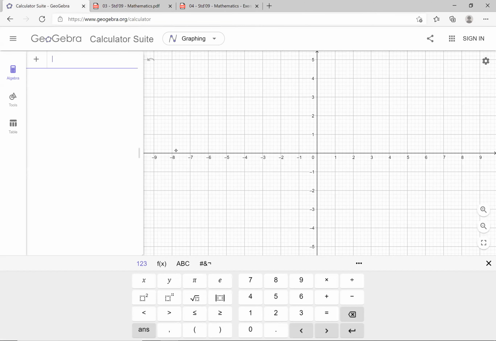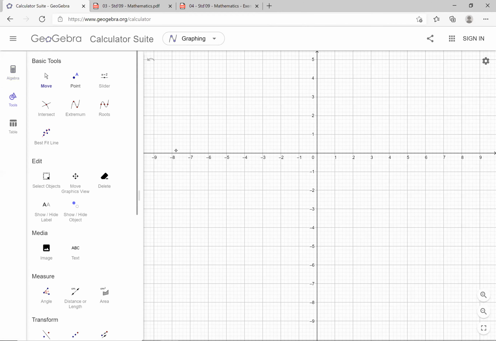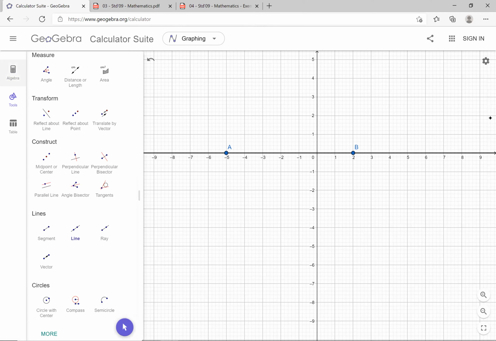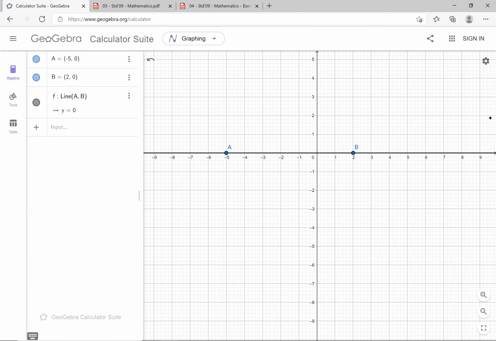So let's just a minute. Let's select 2 points. And I'm going to, where's my line? Yeah, that is. Okay. So as you see, the equation for this, let me just change its color.